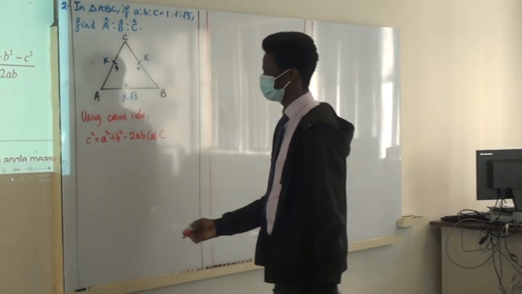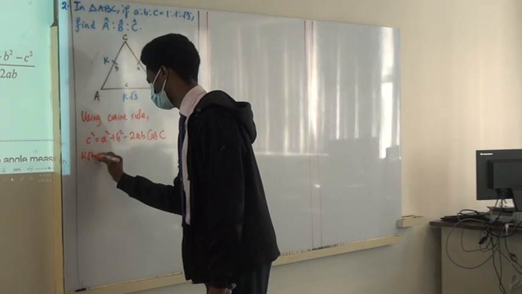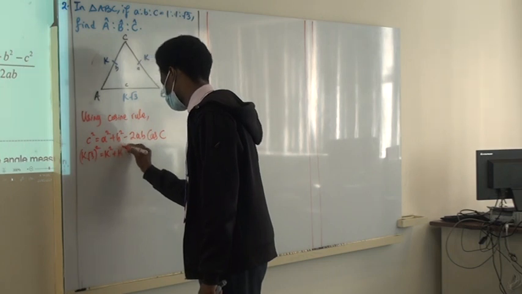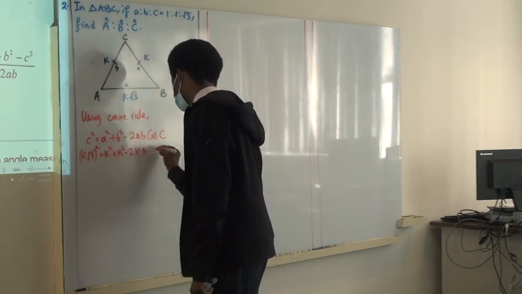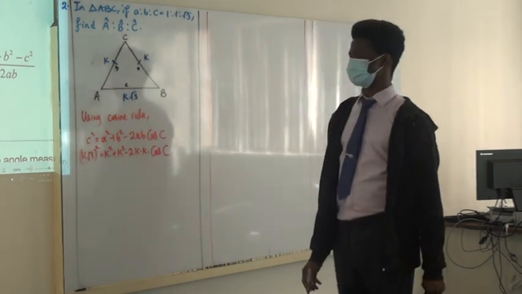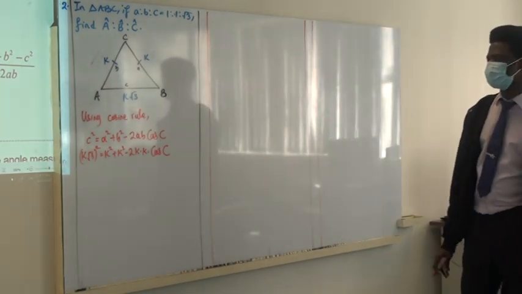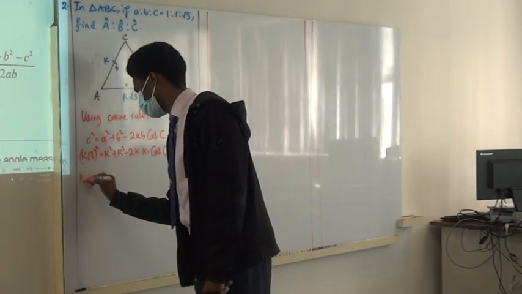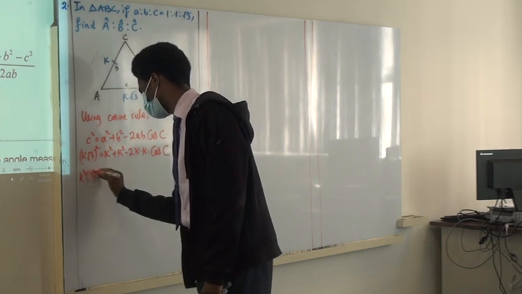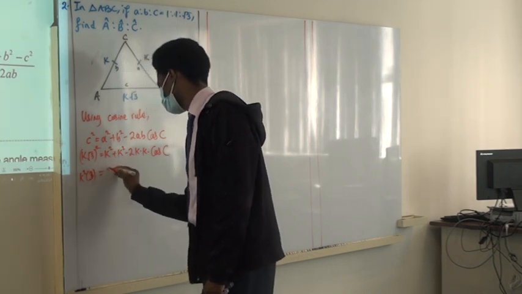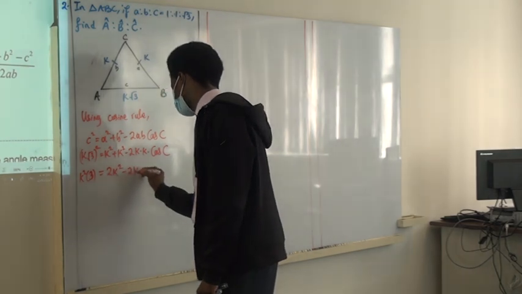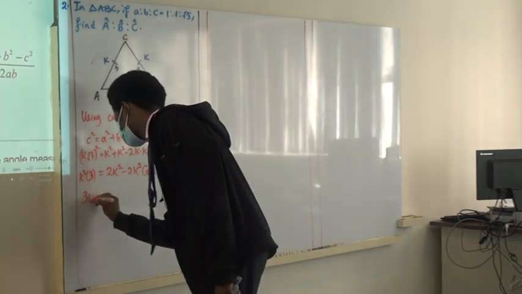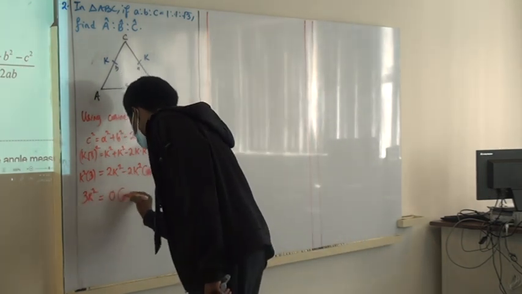Then I substitute. A and B are the same. That's it. You might be wondering, oh, we are looking for C, but we don't have any number. Don't worry. For those of you that remember this from Form 3, I'm sure you remember it eventually works out fine. So this is 2k squared minus 2k squared for C. I claim this is 3k squared and this is 0 for C.